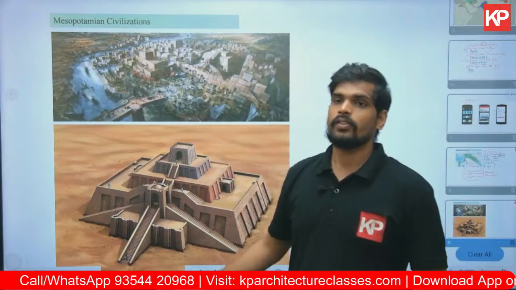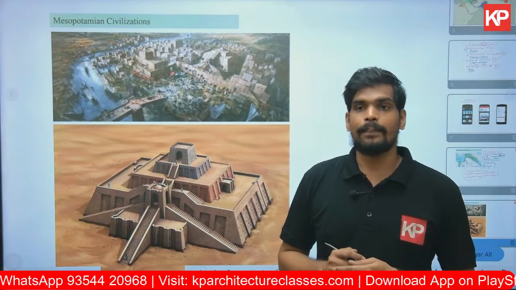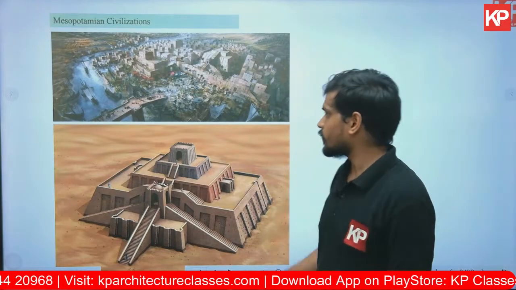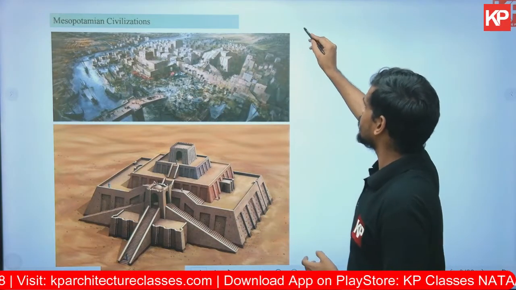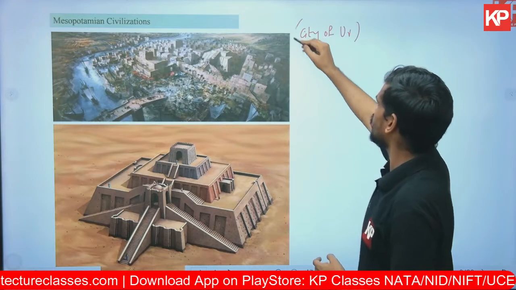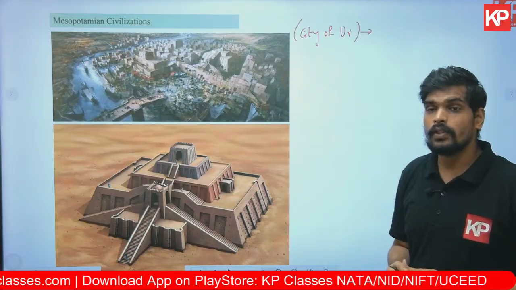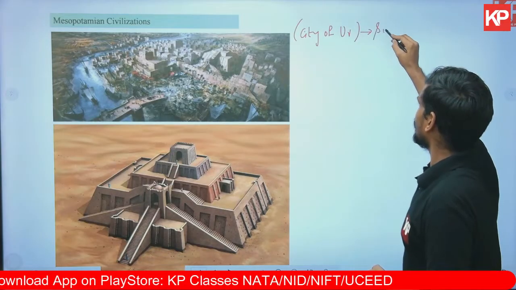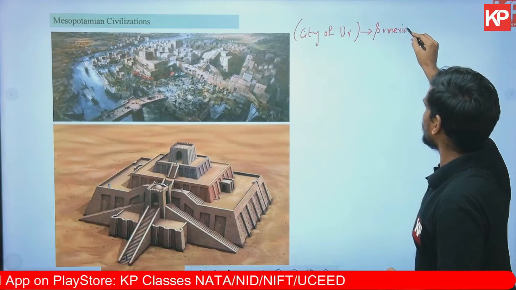First and foremost, you can see a structure over here. This is a temple structure of Mesopotamia. This belongs to the Sumerian period. If you see the overall city, this is the city of Ur. This was the capital of the Sumerian civilization, which is a part of Mesopotamia.